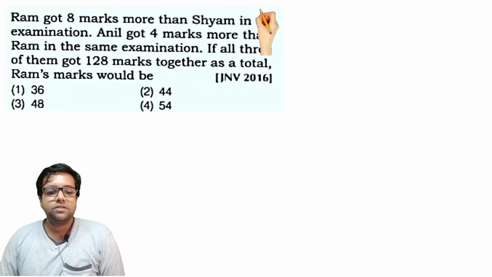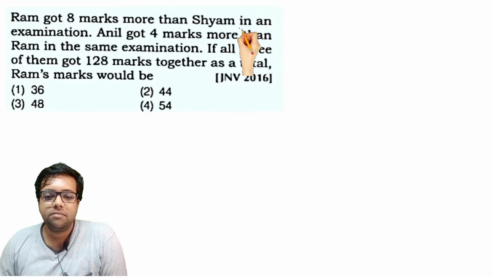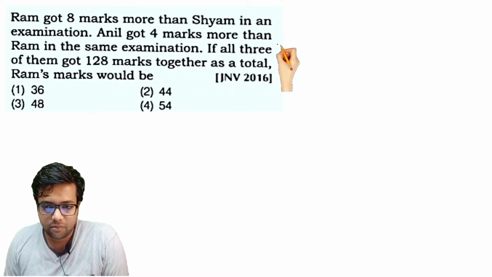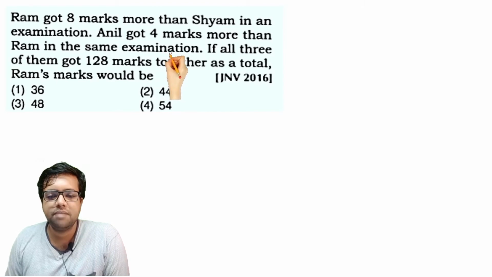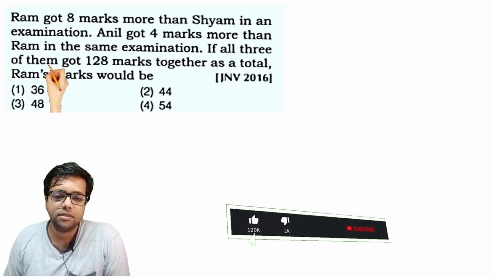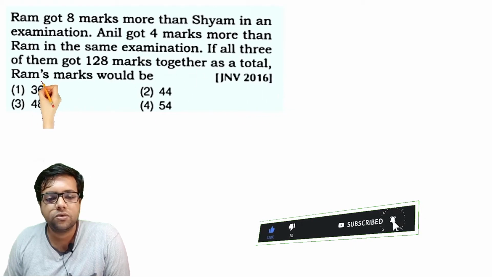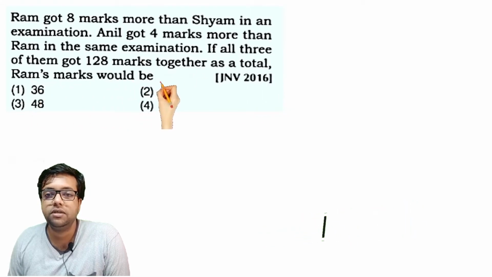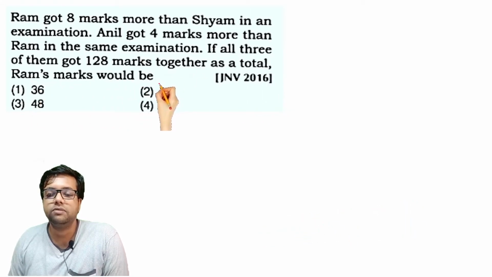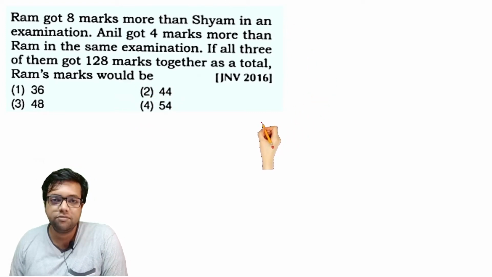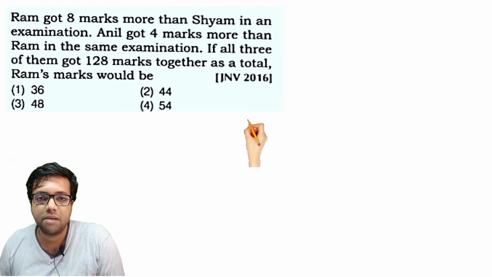So the first question we have: Ram got 8 marks more than Shyam in an examination. Anil got 4 marks more than Ram in the same examination. If all three of them got 128 marks together, as a total, Ram's mark would be what? So we are given all the information except Ram's marks.